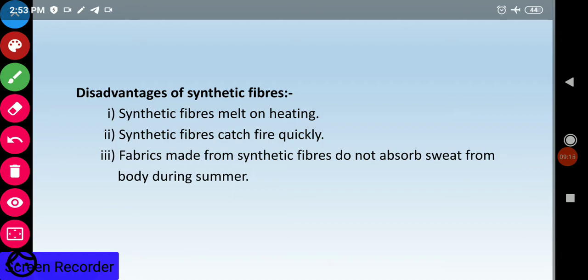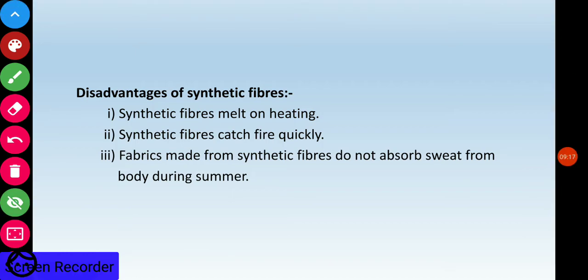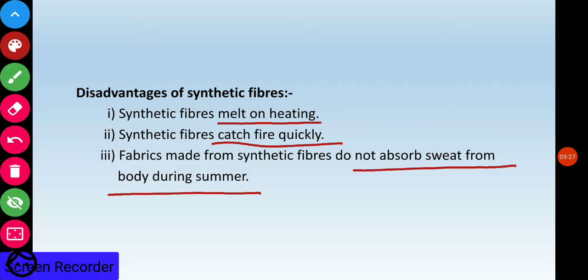Now, disadvantages of the synthetic fiber. They melt on heating, catch fire quickly, and do not absorb sweat from the body during summer. So I think the clothes made from synthetic fibers are very good looking, they have a lot of shine, but they catch fire very easily.